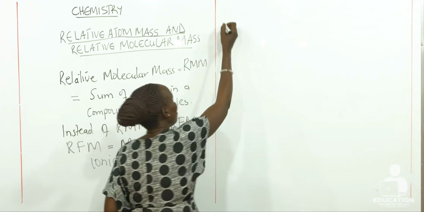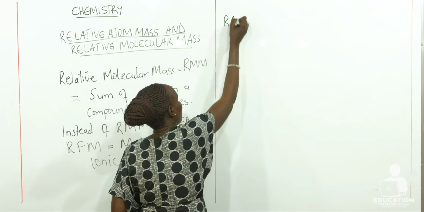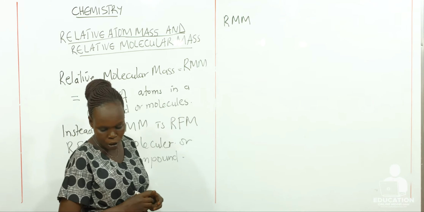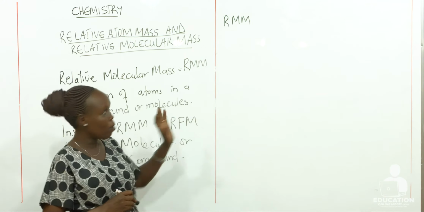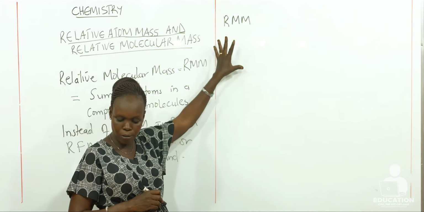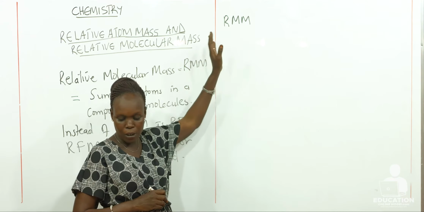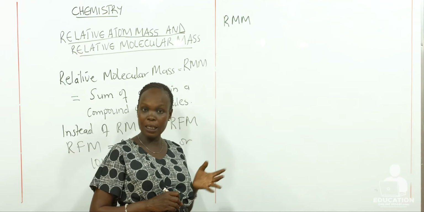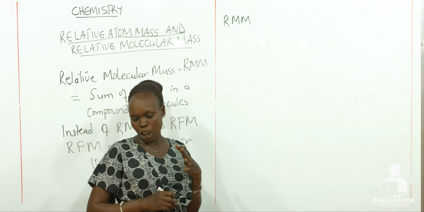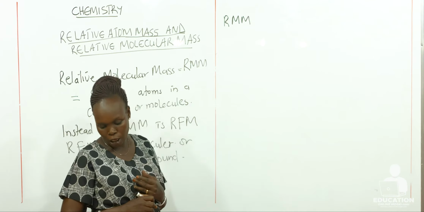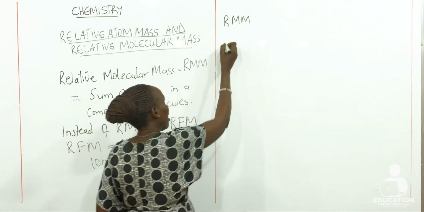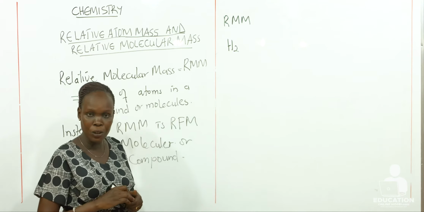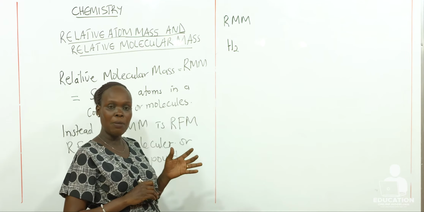So the relative molecular mass, in this case we have a molecular compound. These molecules will have the same number of moles and the same number of particles, but they differ only in the relative molecular mass. So for example, you have hydrogen gas or hydrogen molecule. Here it has the same number of moles.